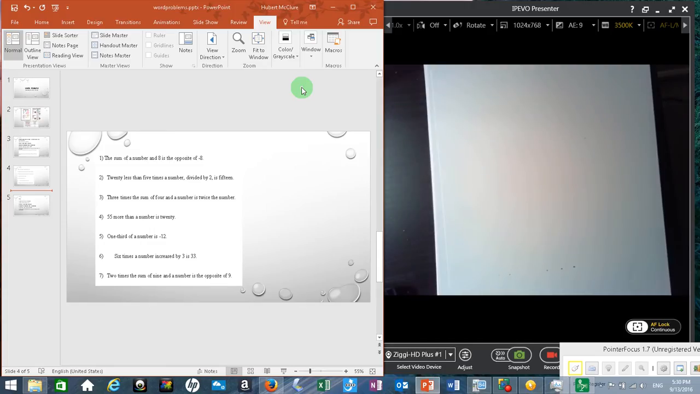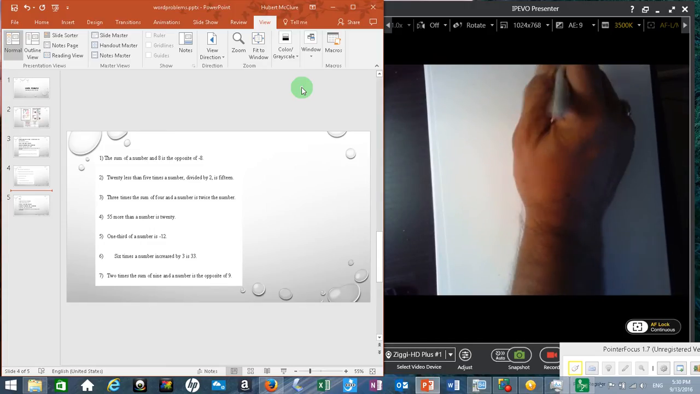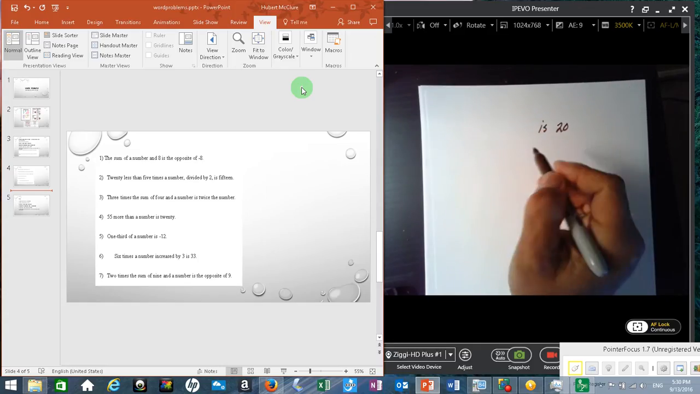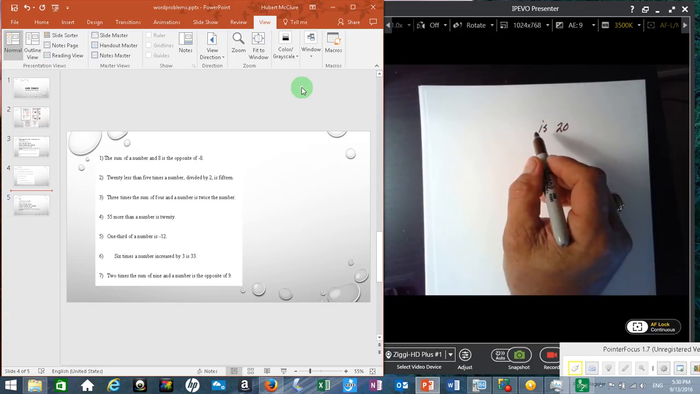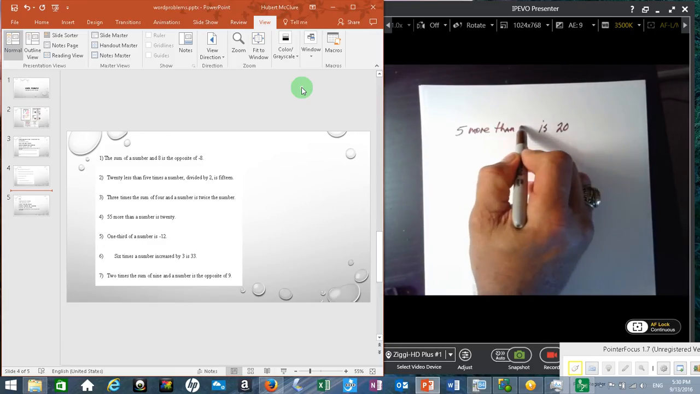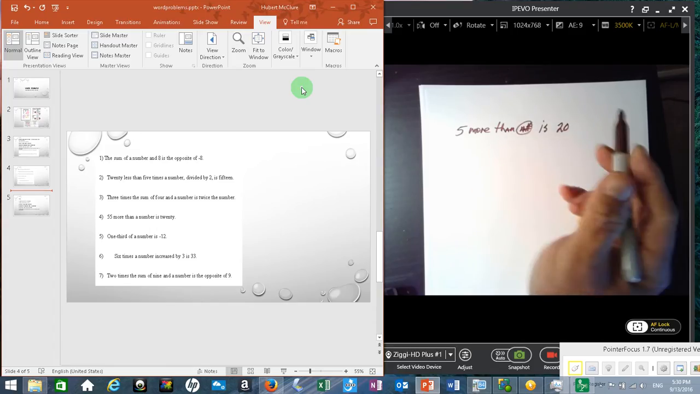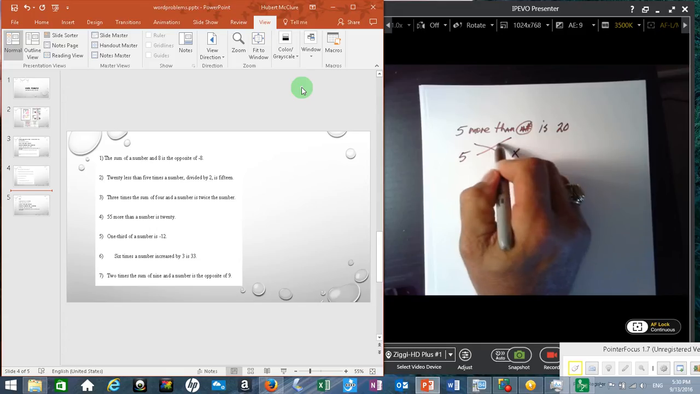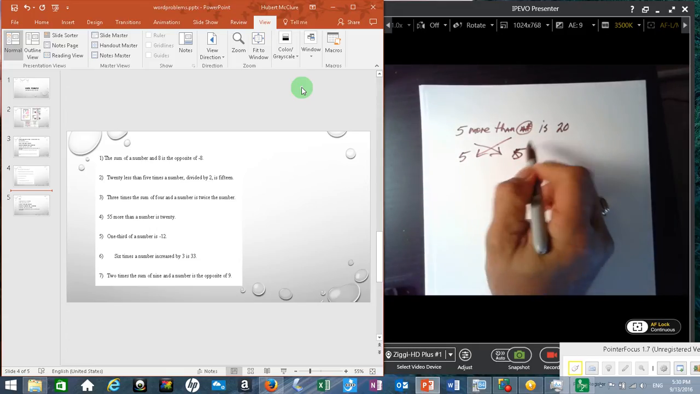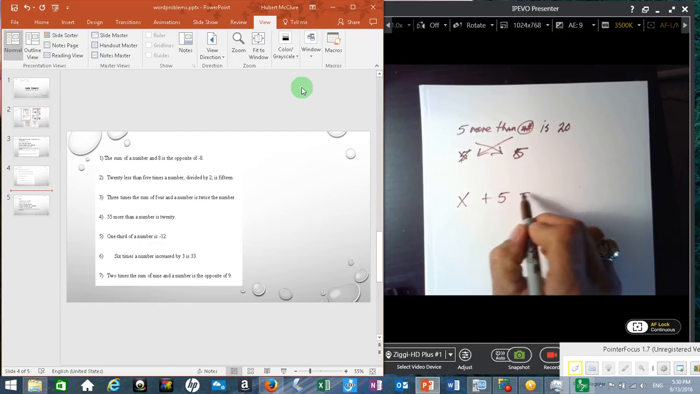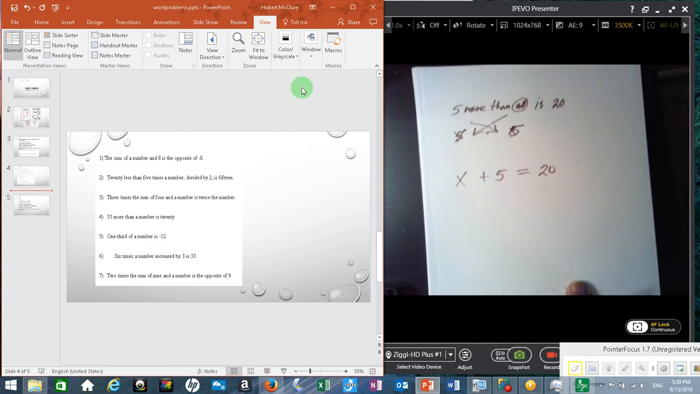Where is the "is"? The "is" is right beside the 20. So "is" is 20. And over on the left-hand side, it says 5 more than a number. There's that "a number" again. A number means x. Crisscross. So 5 goes here, and x goes here. So x plus 5 is equal to 20. And that's how you do that one.